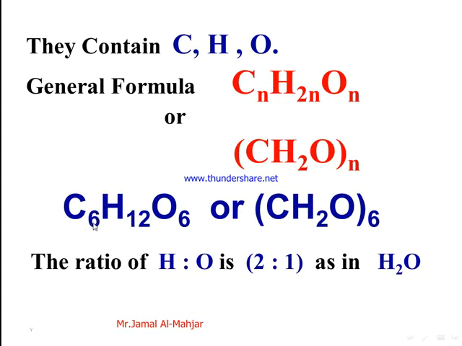This is an example: C6H12O6. So we have 12 hydrogen and 6 oxygen. If you want to take the ratio between them, you will get 2 to 1. Or you can write it like this, CH2O by 6.